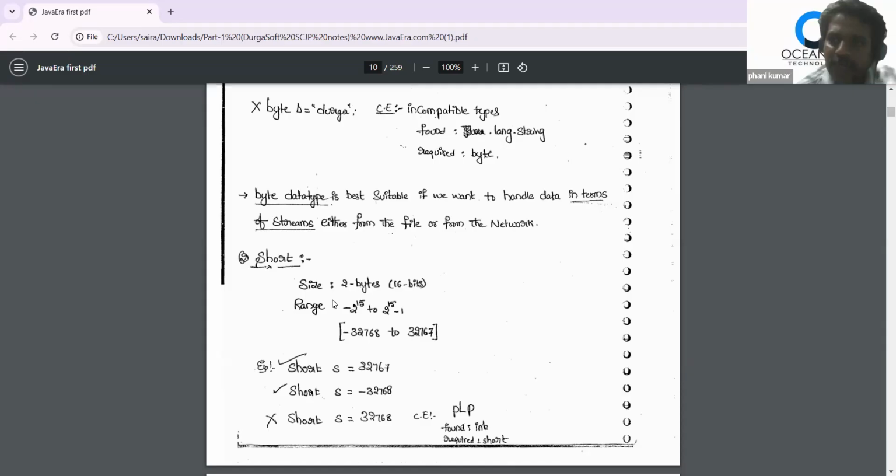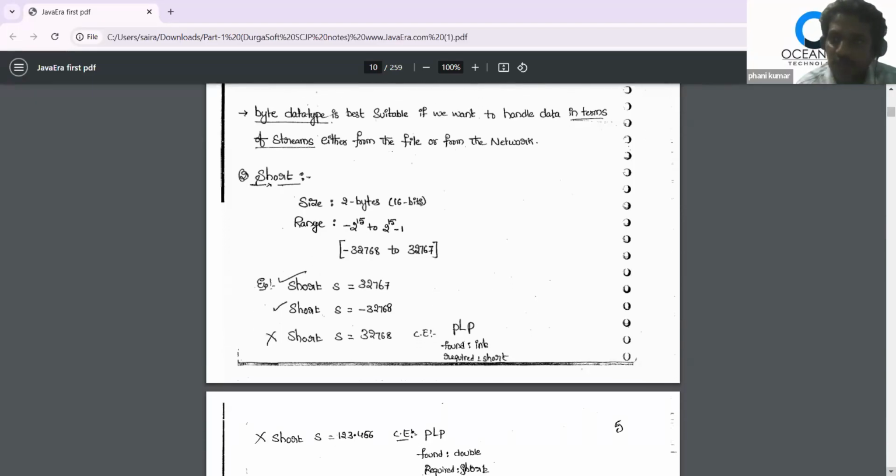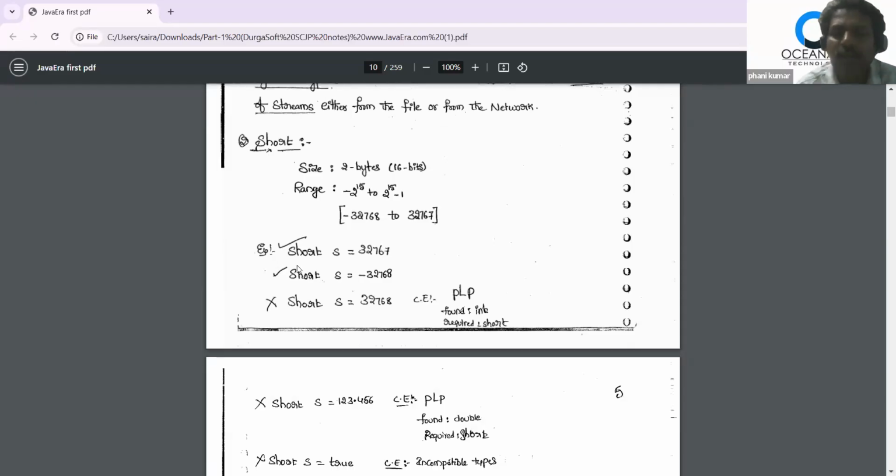So already I explained about byte. Next I am explaining about short. The range of the short data type is minus 32,768 to plus 32,767. Now I am assigning values with some examples. I am very clear about the range. So short s equal to minus 32,767 is a right value. There is no error because it's in our range. And second, short s equal to minus 32,768 is also good because it is in our range. These two are the right syntax.